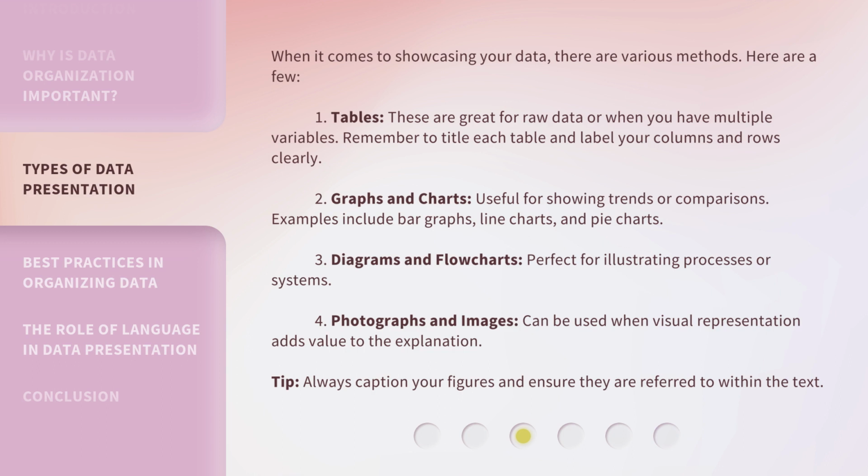2. Graphs and charts. Useful for showing trends or comparisons. Examples include bar graphs, line charts, and pie charts. 3. Diagrams and flowcharts. Perfect for illustrating processes or systems. 4. Photographs and images. Can be used when visual representation adds value to the explanation. Tip: always caption your figures and ensure they are referred to within the text.